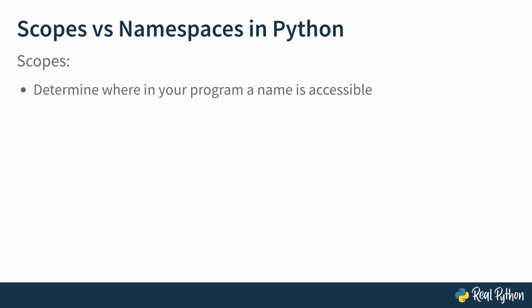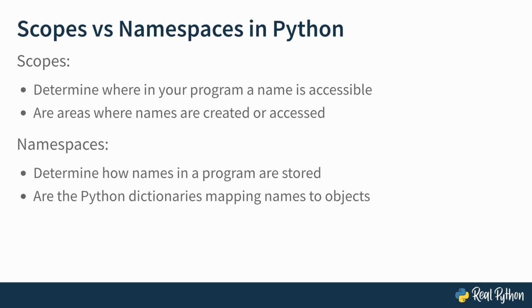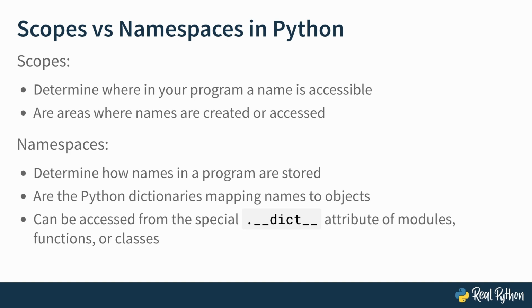In short, scopes determine where in your program a name is accessible and are areas where names are created or accessed. Namespaces, on the other hand, determine how names in a program are stored, and they are the Python dictionaries mapping names to objects. One way to look at them directly would be to access them from the special dunder dict attribute of modules, functions, or classes. Pop open the REPL and we'll look at a quick example of how to view a namespace using the dunder dict attribute of a module.